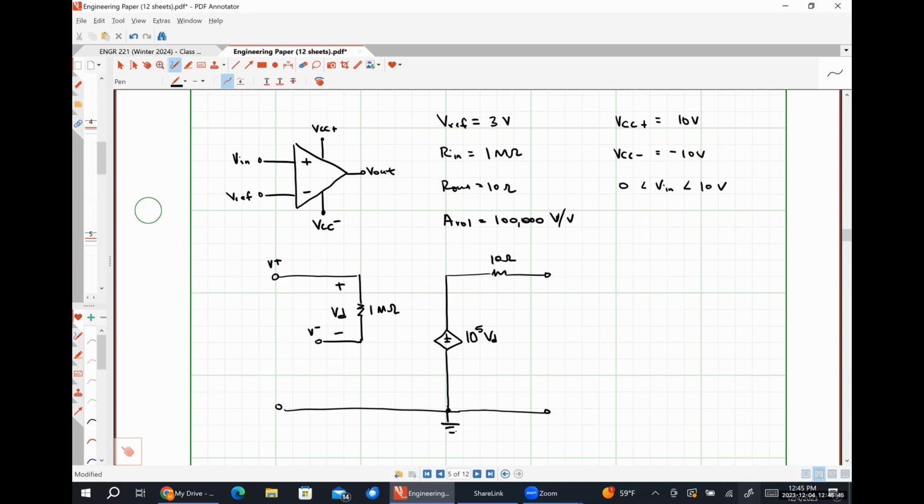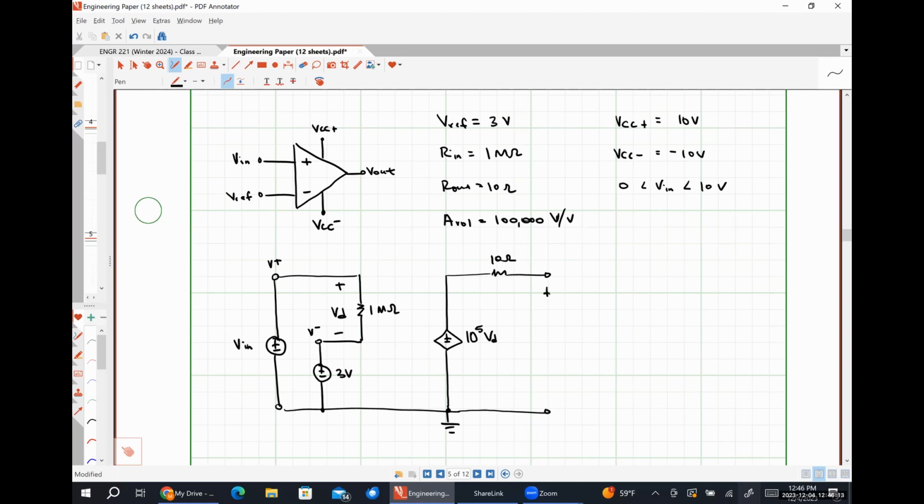Here is my reference. All right, so this is my practical op-amp model. Now I'm going to connect all the other things, right? So my input voltage is between the non-inverting input and ground. So I'm just going to put a generic voltage source here and call it Vn. My reference voltage of 3 volts is connected between the inverting input terminal and ground. So that's going to look like a 3 volt source right here.